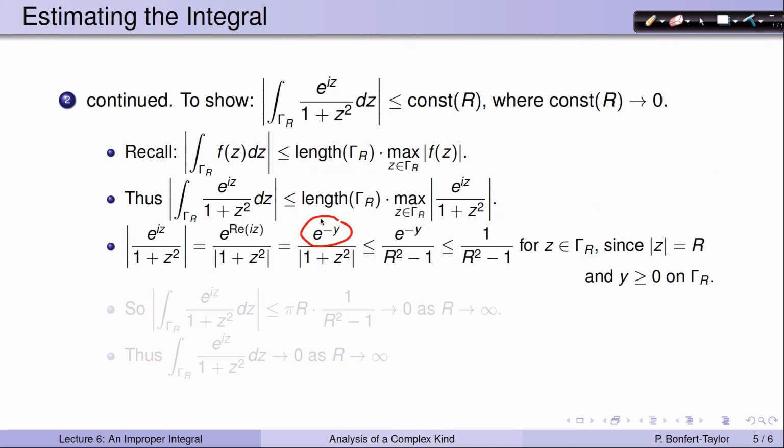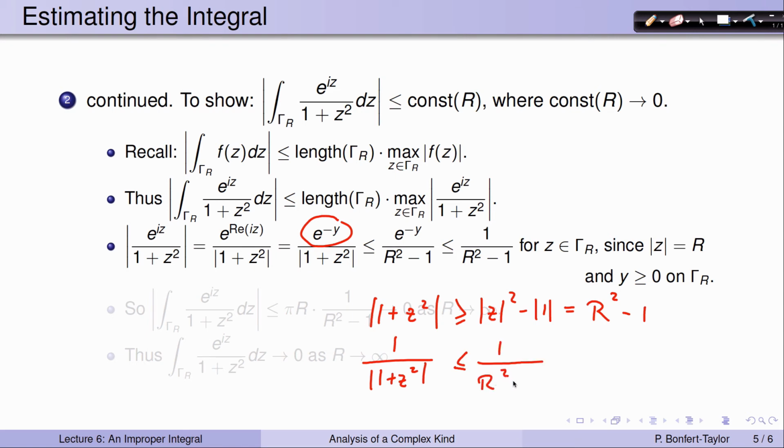The denominator is simply the absolute value of 1 plus z squared, and here we use the reverse triangle inequality. The absolute value of 1 plus z squared is greater than or equal to the absolute value of z squared minus the absolute value of 1. The absolute value of z squared on that semicircle is always equal to r squared, and so the denominator is bounded below by r squared minus 1. Since it's in the denominator, we found that 1 over the absolute value of 1 plus z squared is bounded above by 1 over r squared minus 1. And that's what you see right here.